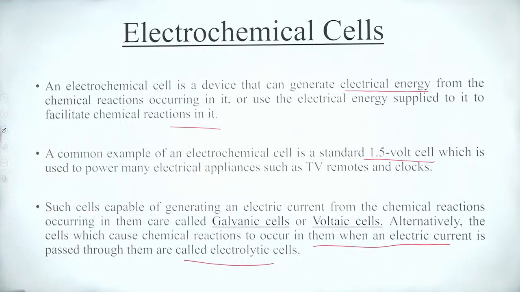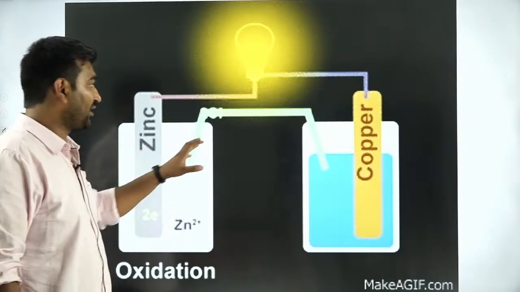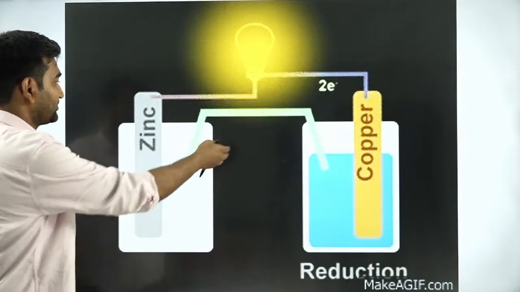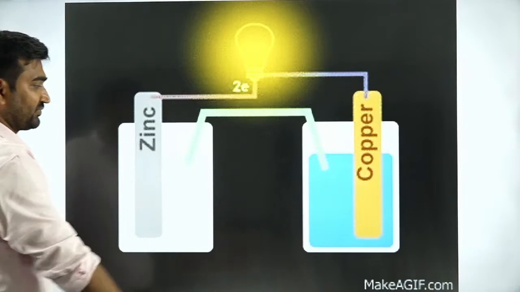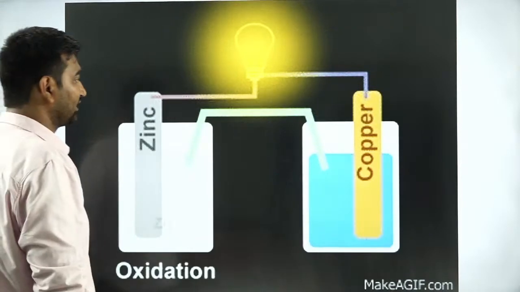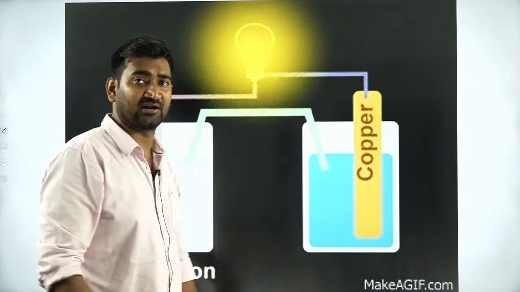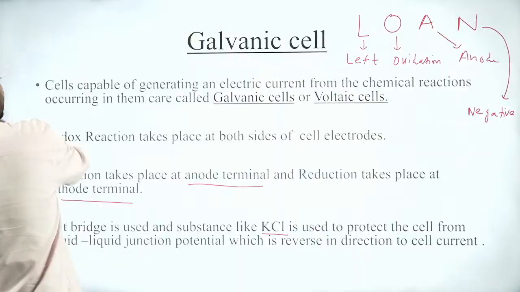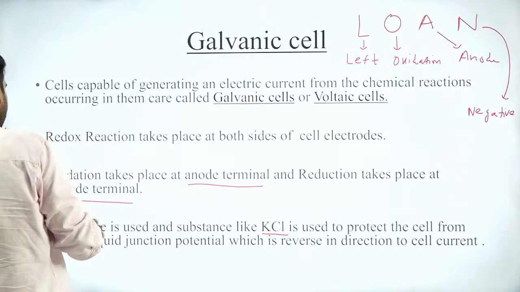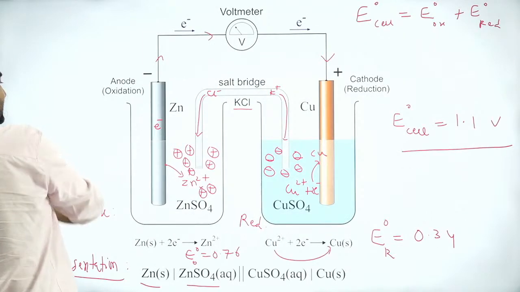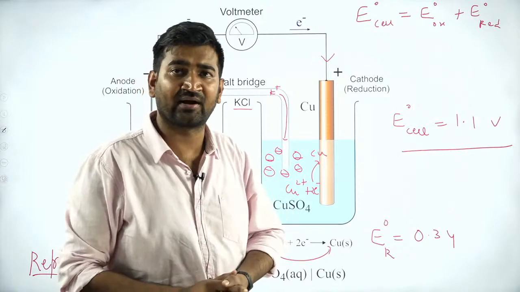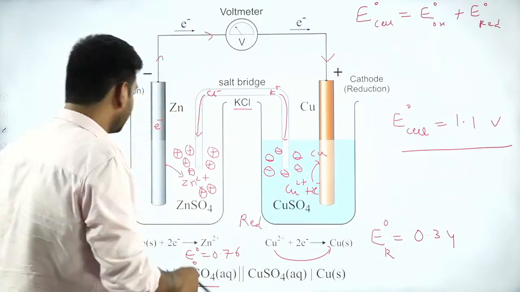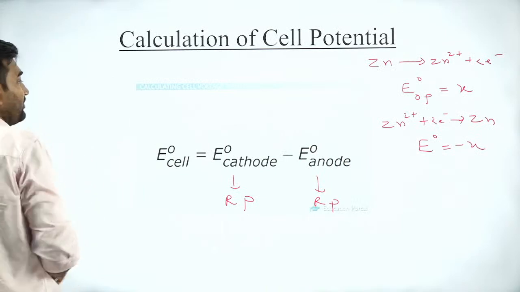Then we have seen the definition of the electrochemical and the electrolytic cells, and now I hope you can imagine how Cl minus is going this side and K plus is going this side and neutralizing the effects of the liquid-liquid junction potential. Then again the definition and some points we have discussed. Then I told you how to read a cell, and the representation of a cell. So this also you should remember.